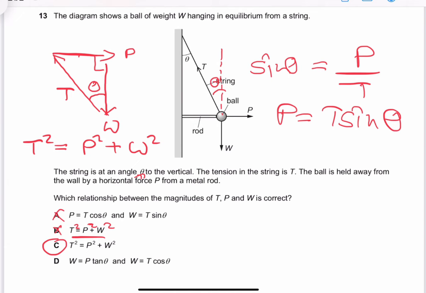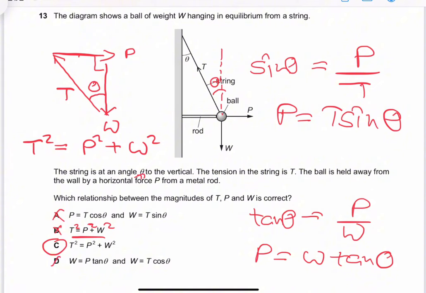And if we were to look at D, they're saying W is equal to P tan theta. That might be correct because W is the adjacent and P is the opposite. So P over W is equal to tan theta, meaning P is equal to W tan theta. No, that's wrong. Meaning the correct answer becomes C.